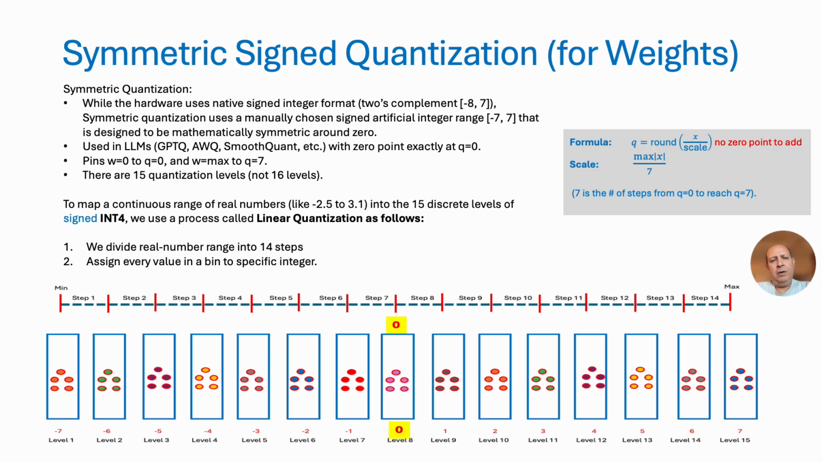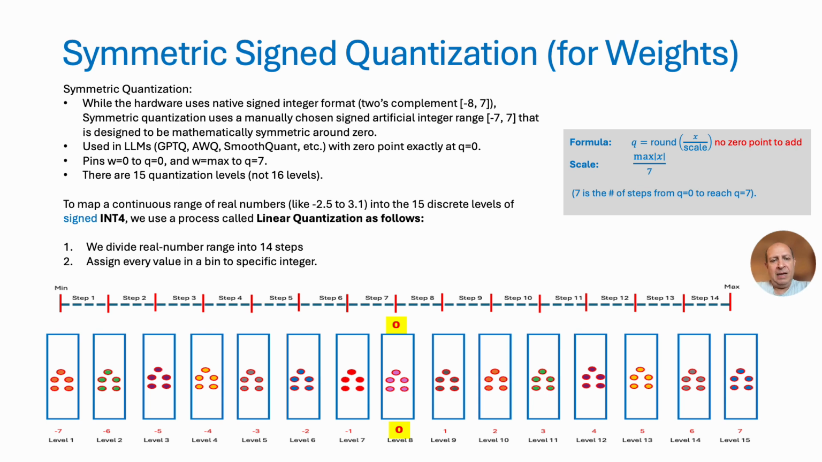Let's talk a little bit more about symmetric signed quantization. We can take the weights as an example, just to make it more realistic and more practical. In symmetric quantization, okay, let's talk about the hardware first. The hardware on the computer uses native signed integer format in 2's complement format, starting from -8 all the way to 7. While symmetric quantization uses a manually chosen signed artificial integer range between -7 and 7. This is designed to be mathematically symmetric around 0.